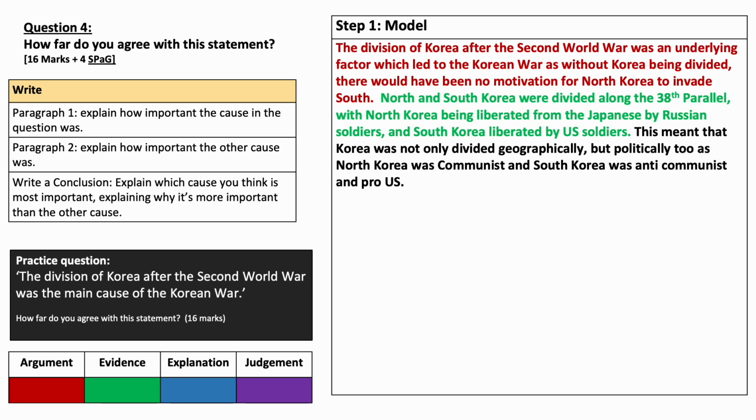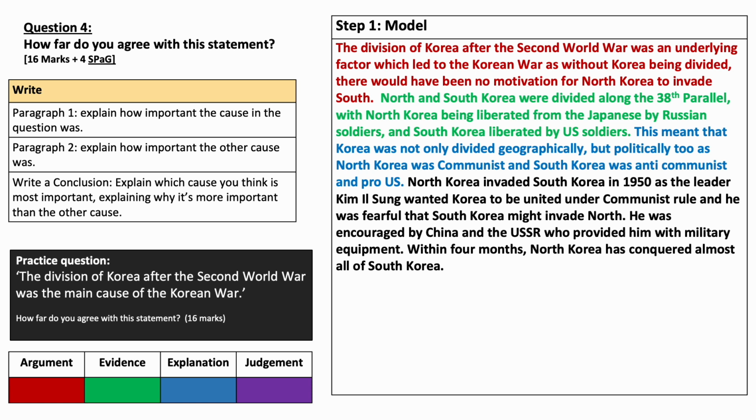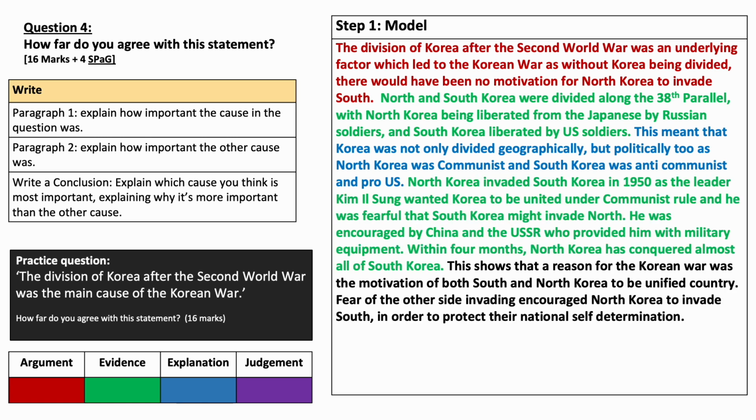So I probably need to do a little bit more work around this. So let me add maybe a bit more SPED. North Korea invaded South Korea in 1950, as the leader Kim Il-sung wanted Korea to be united under communist rule, and he was fearful that South Korea might invade North. He was encouraged by China and the USSR, who provided him with military equipment. Within 4 months, North Korea had conquered almost all of South Korea. And I think that does work a little bit better. I think it works better because again it's quite specific, and I'm connecting the bit about the division and how this division led to war.